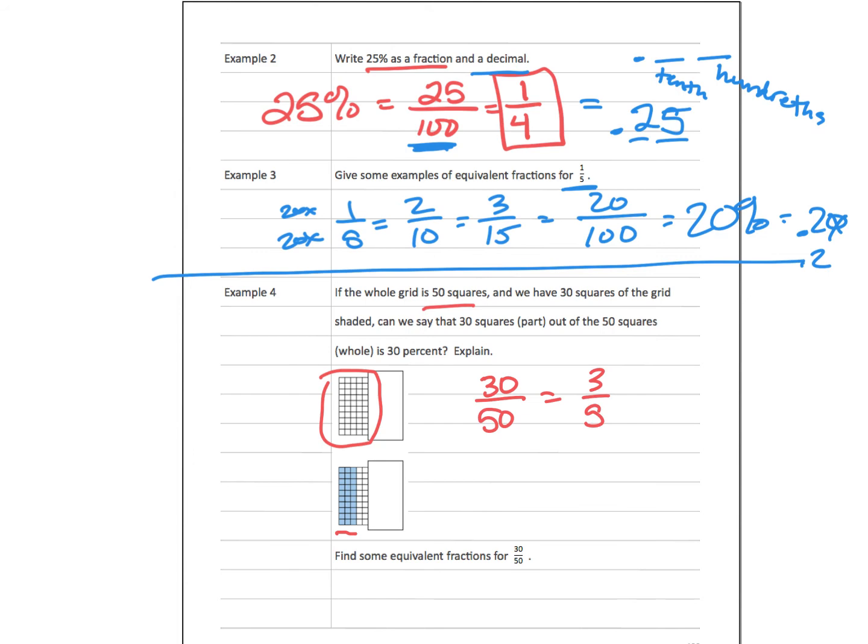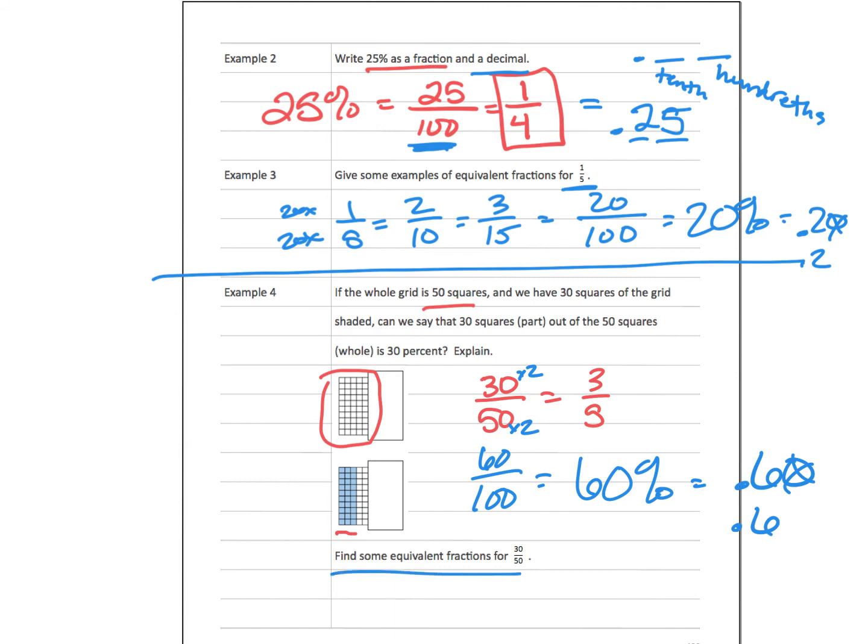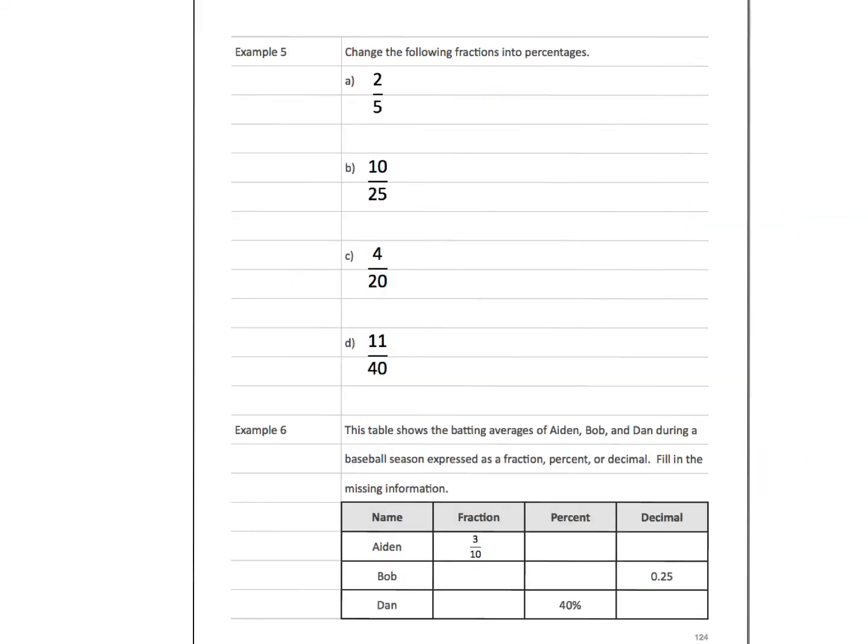There's our fraction. What are we going to do to 50 to make 100? Because I want it out of 100. We're going to multiply it by 2. So 30 times 2 is 60. That would give us 60%. And again, 60 hundredths or 6 tenths, because we don't need that 0. So we found some equivalent fractions up here and we simplified it.